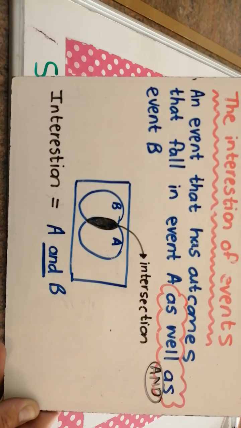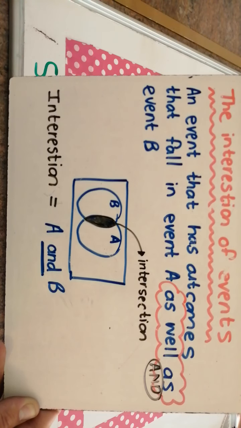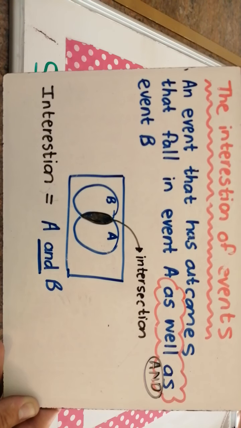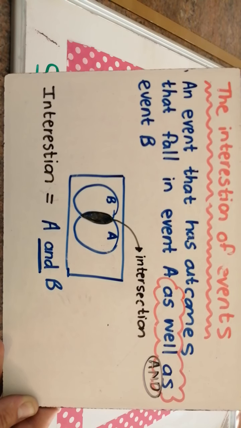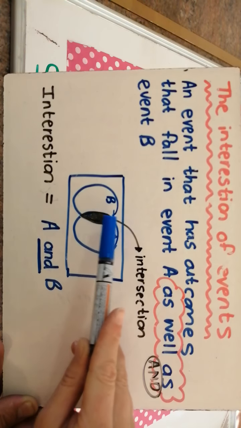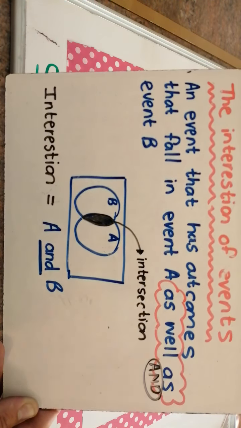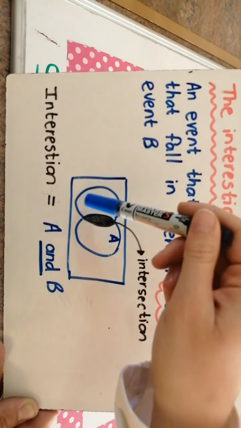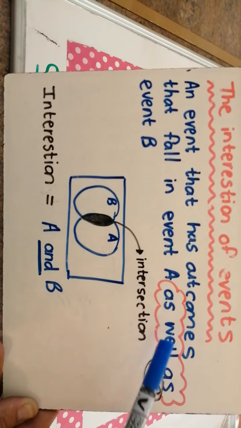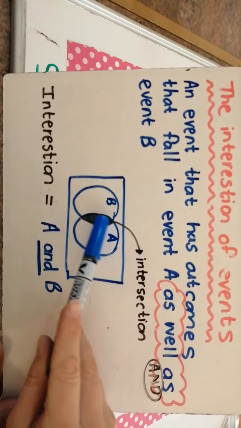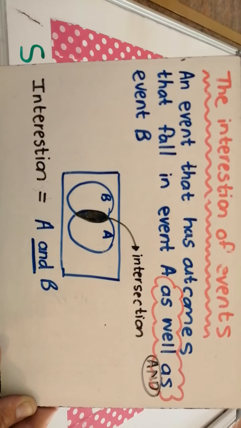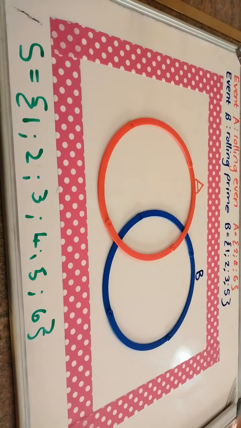And the best example I can give you is some people like chocolate milk and some people like strawberry milk. But some people like chocolate and strawberry. And the people that like chocolate and strawberry would fall in the intersection over there. Some people just like chocolate on its own, some people just like strawberry, but some of them like both of them, and they would fall in the intersection.